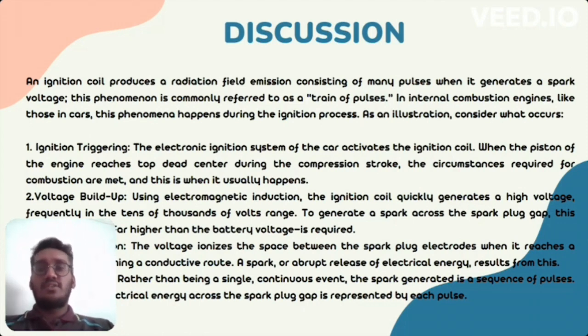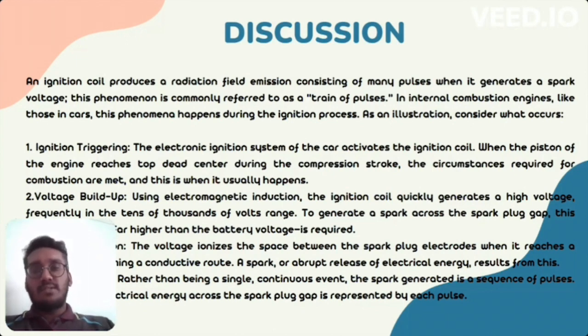First one is ignition triggering. The electronic ignition system of the car activates the ignition coil. When the piston of the engine reaches top dead center during the compression stroke, the circumstances required for combustion are met, and this is when it usually happens.